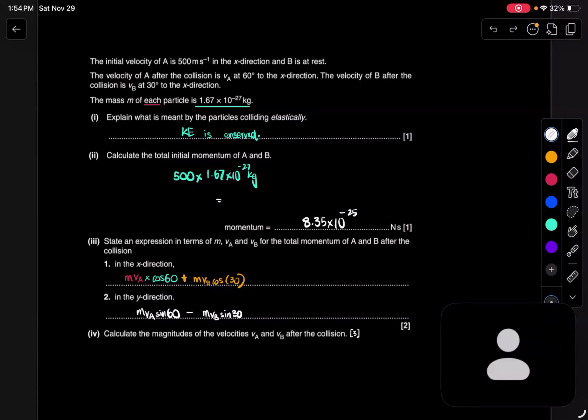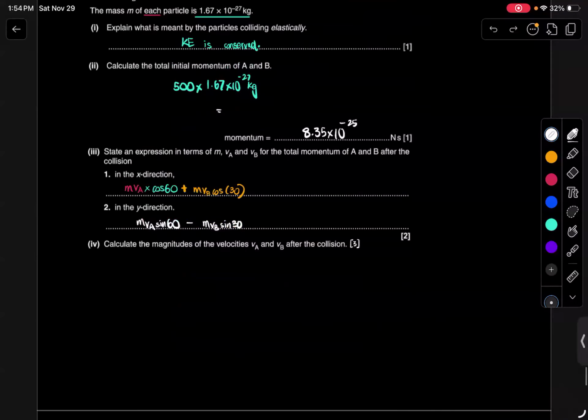I solved for the horizontal components only, and then I took, because after collision the masses are the same, so I took the mass as common, and then I solved for it. Okay. That's nice.